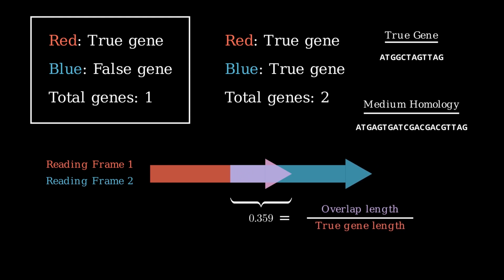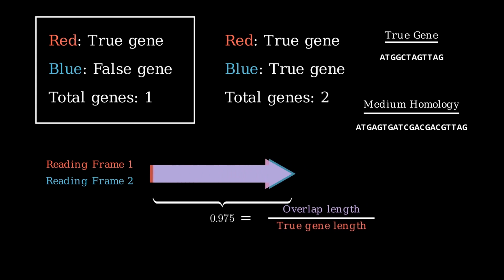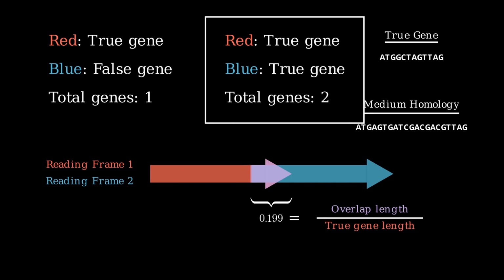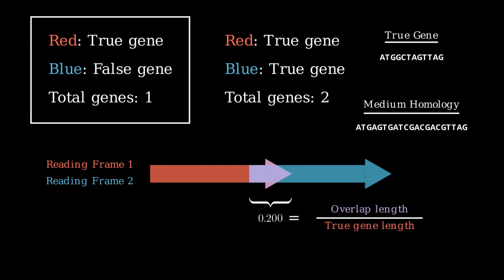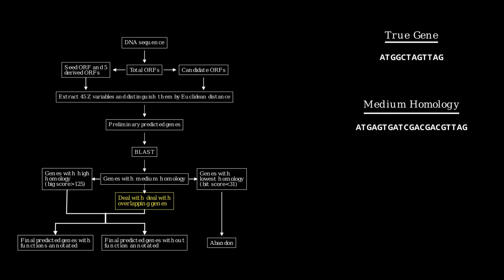So depending on how large the overlap is for ORFs with medium homology, we will either count them as true genes or abandon them. And that concludes how this paper has developed a pipeline algorithm method to annotate viral genomes in order to solve the high false positive rates of viral genome annotation, called VGAS.